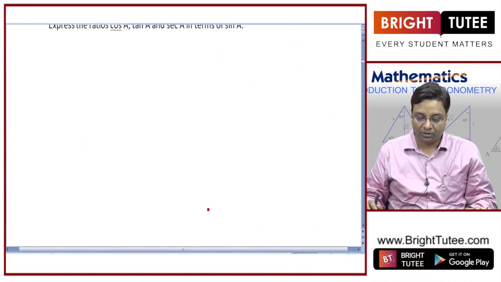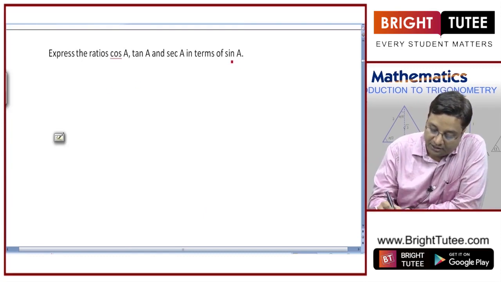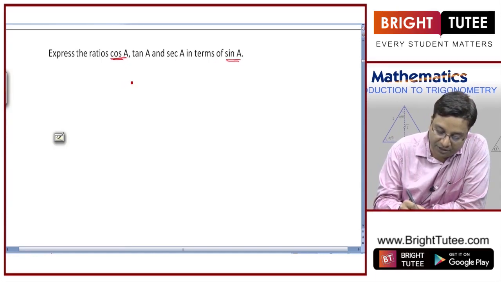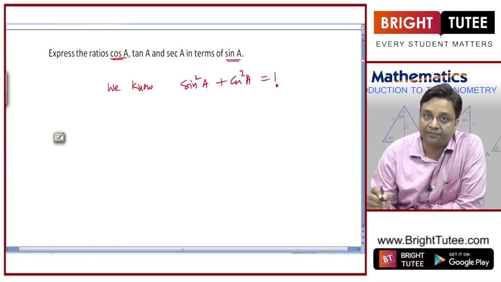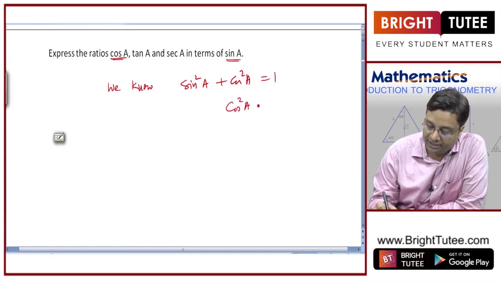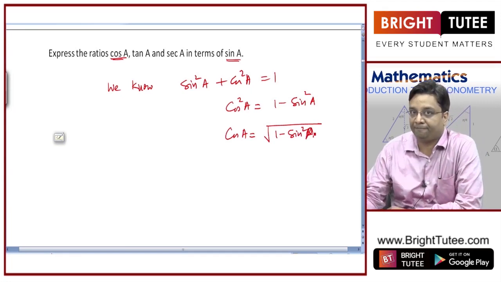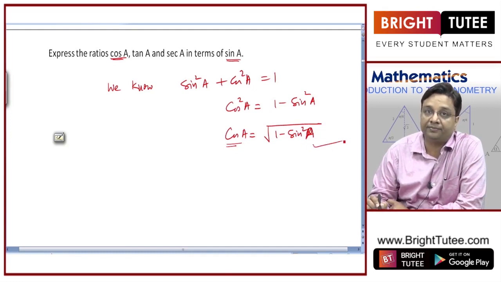Express the ratios cos A, tan A, secant A in terms of sin A. Right. So first of all, I'll represent cos A in terms of sin A, which is very simple because we know that sin square A plus cos square A is equal to 1. So I can say cos square A is equal to 1 minus sin square A. Hence cos A is equal to square root of 1 minus sin square A. Okay. So I have represented cos in terms of sin.